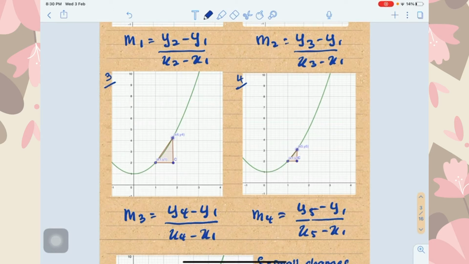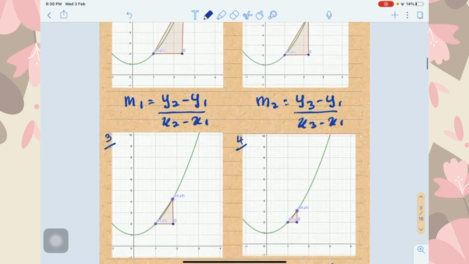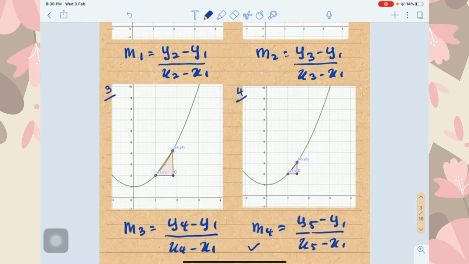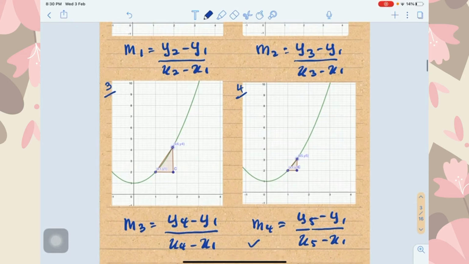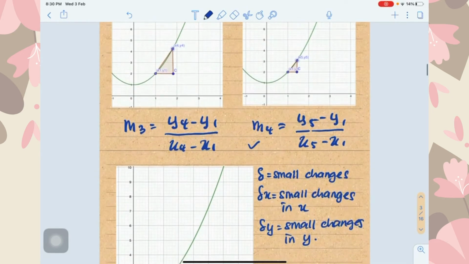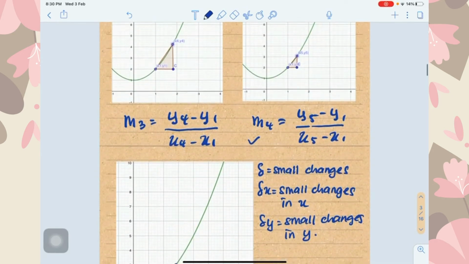So what do you think? Out of these four situations, which gradient is more accurate to represent the gradient at point A? We have four situations here. Of course, gradient 4, because the distance between the two points is smallest, it is nearest. So here we can conclude that we have to choose the nearest point from A.